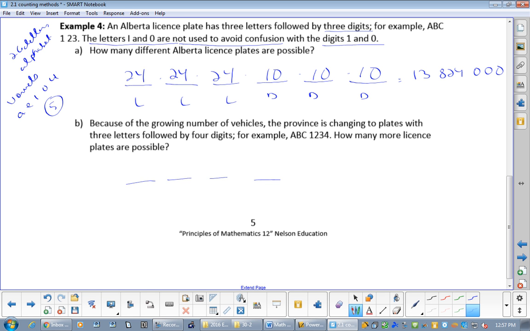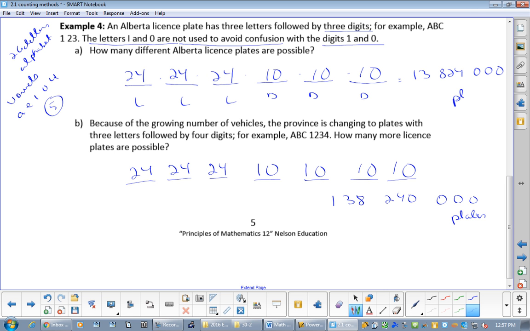Okay, so first of all, let's set up our license plate. The restrictions did not change. It's still 24 times 24 times 24. But sorry, there's four digits there. I'm going to add my four digits. Okay, this will give 138,240,000 plates here. Okay, that's how many different plates.